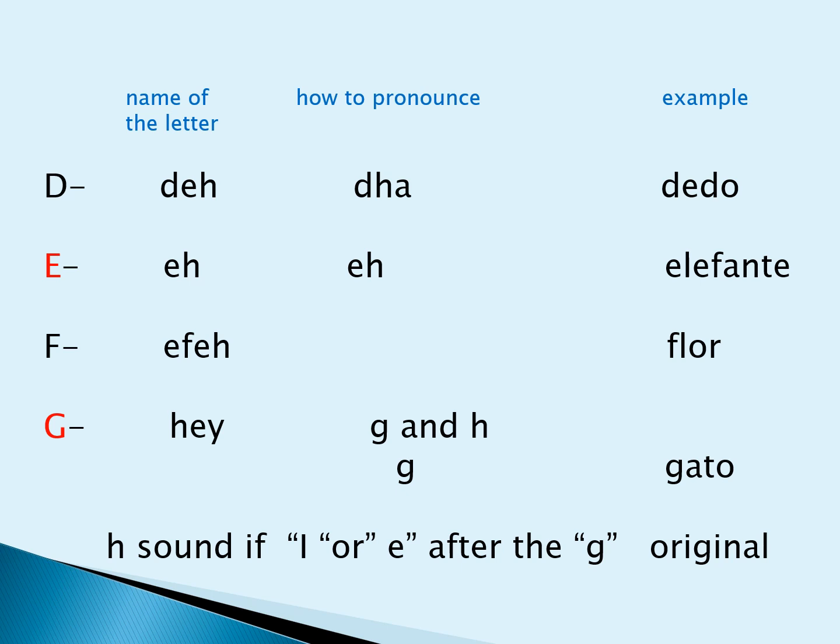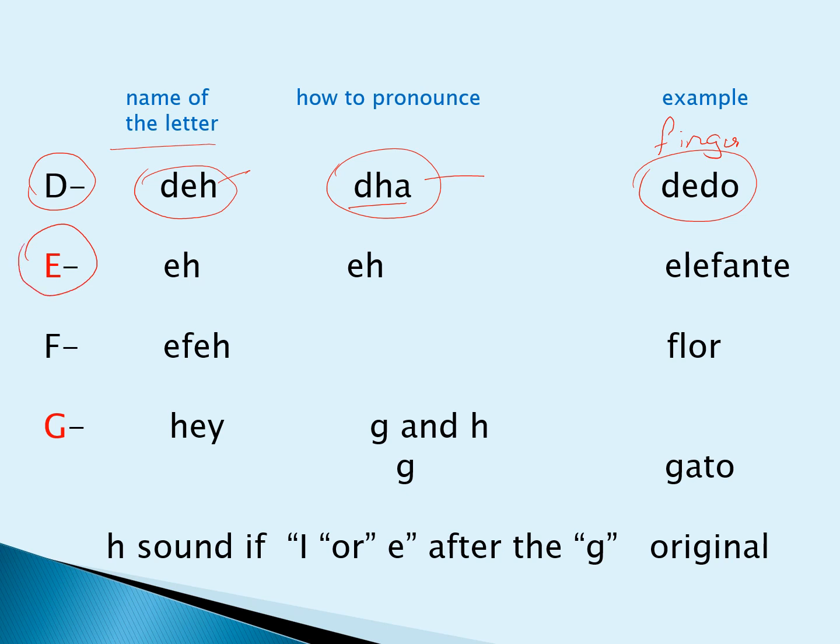The next letter. The name of the letter is they. Example, dedo. Dedo means finger. So how to pronounce? The sound, dedo. Right. Next letter.